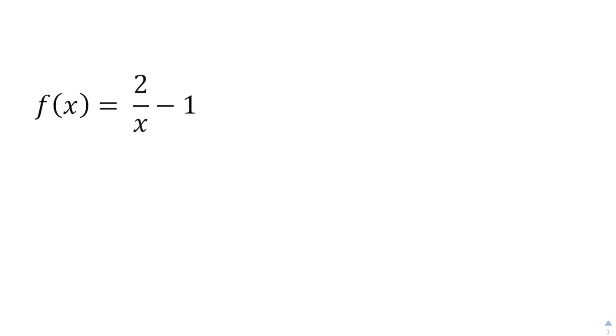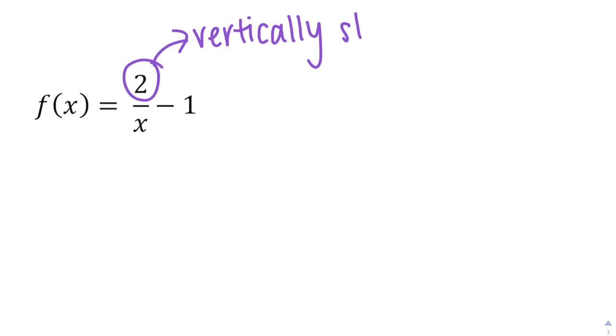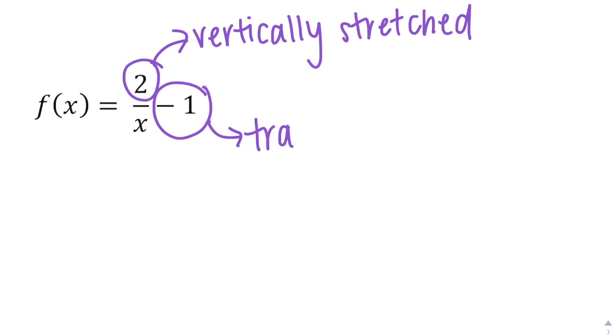So looking at this function, I noticed a couple of things. I noticed the 2 in the numerator tells me it's going to be vertically stretched. So all my y values, because it's vertical, are going to increase. They're going to double. And this -1 right here is on the outside. It's not in the fraction at all. So that tells me it's going to translate, and because it's outside the output, it's going to translate down 1.